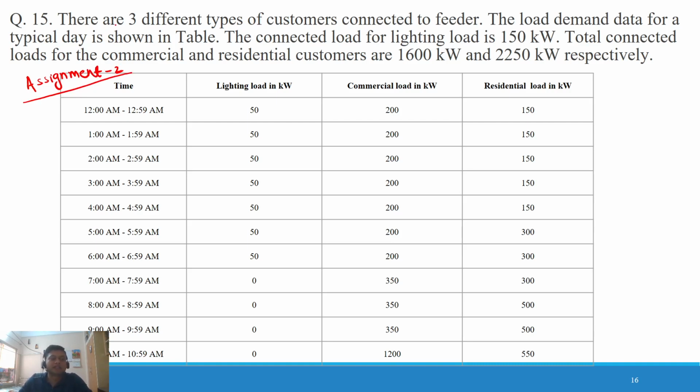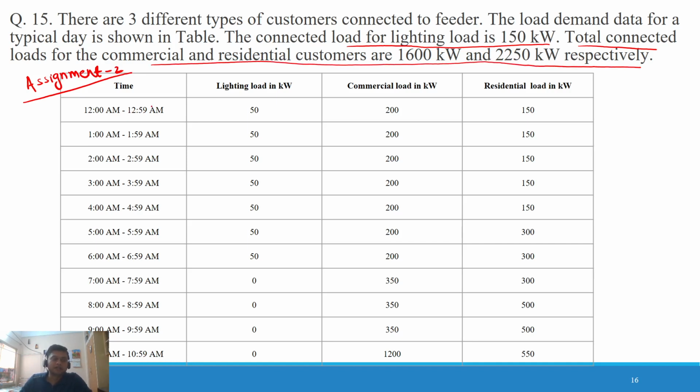So let us read the question. There are three different types of customers connected to a feeder. The load demand data for a typical day is shown in a table. The connected load for lighting load is 150 kilowatt. Total connected load for the commercial and residential customers are 1600 kilowatt and 2250 kilowatt respectively.